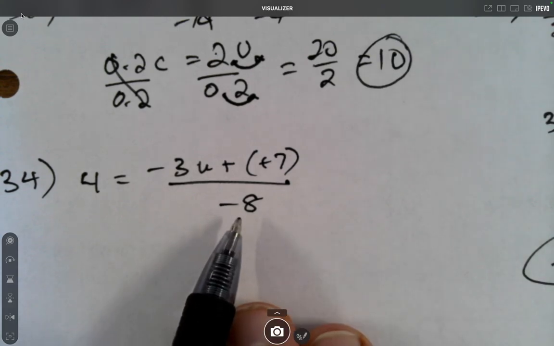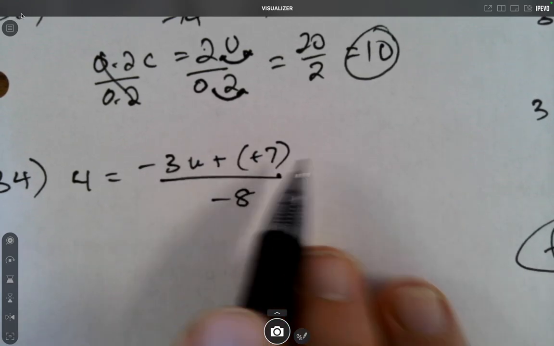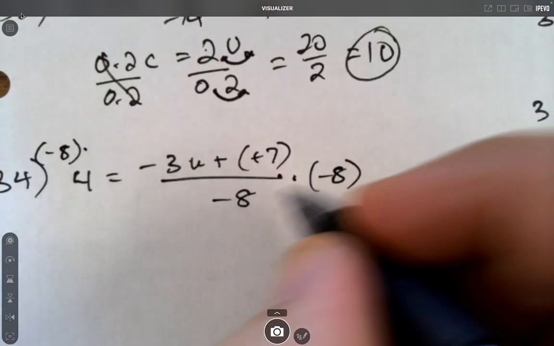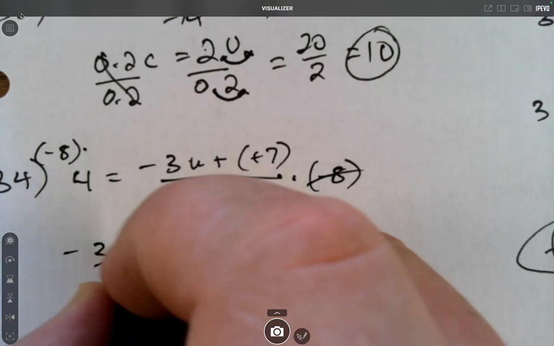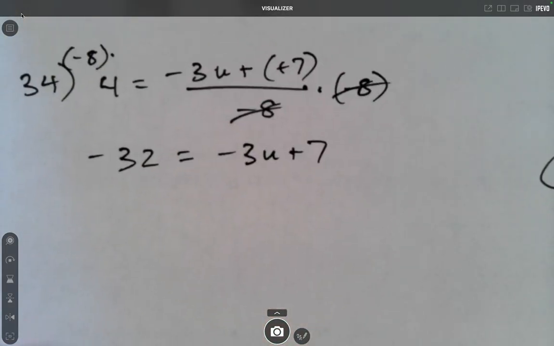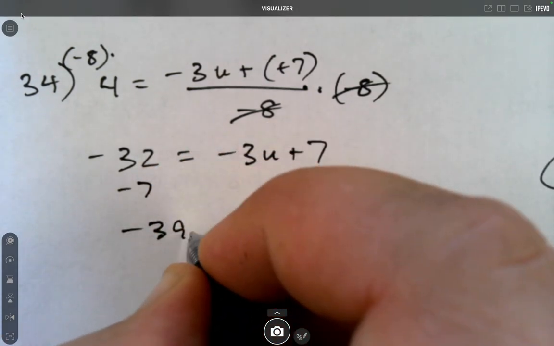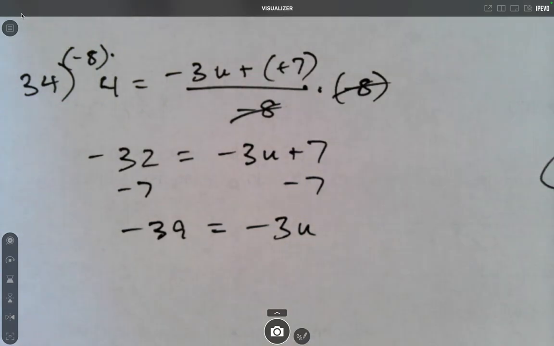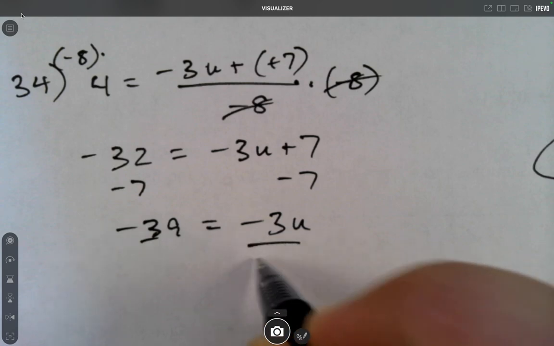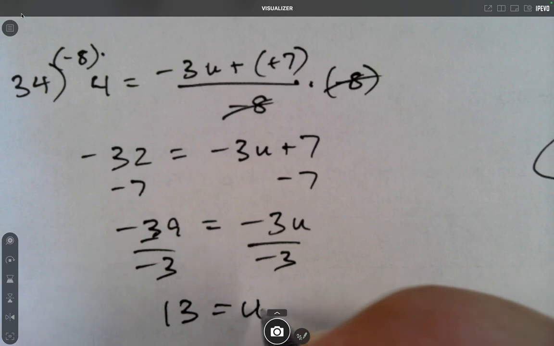Now, the thing farthest away from the u is actually the 8 because it's in the denominator where everything else is up in the top, the numerator. So I'm going to multiply both sides by negative 8. So those cancel over here, and we get negative 32 equals negative 3u plus 7. Then we subtract 7 from both sides, get negative 39 is equal to negative 3u. Then we divide both sides by negative 3, and we get u is equal to 13.